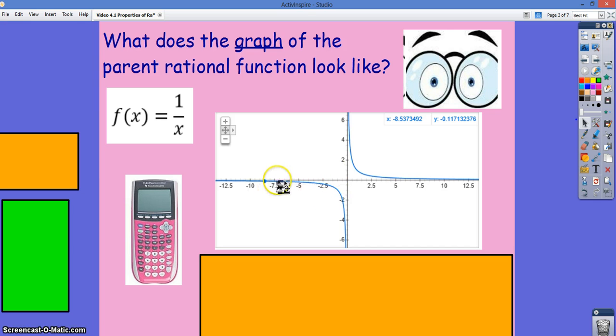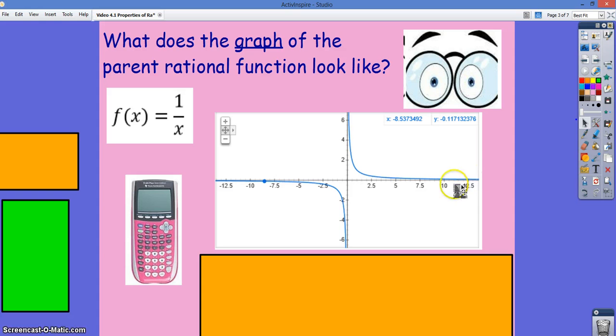Now, if we're looking at this graph, what do you notice about this graph in general? Okay, one thing that you should notice is that each branch of this graph seems like it's approaching certain values. Okay, so if I look at this left side of this branch, looks like these y values are getting really close to the x-axis. But do they actually ever touch the x-axis? No, they don't.